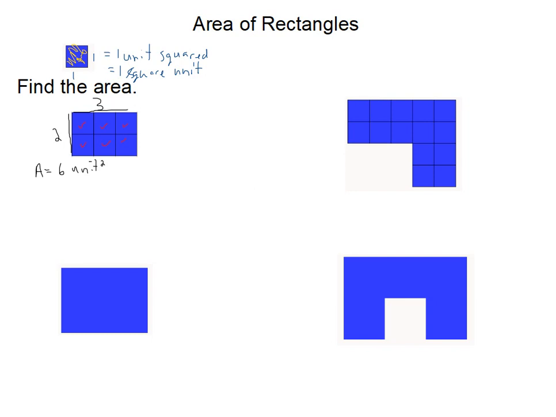Well, this 2 and 3 means that we have here, let's see if I can change colors, 3 groups of 2. So there's a group of 2, there's a group of 2, and there's a group of 2. So we have 3, that's right here, 3 of these groups of 2. Well, 3 groups of 2 translates into a multiplication statement that says 3 times 2. So if we take the one dimension, the length or the width, and multiply it by the other dimension, we should get the area. And you can see here, 3 times 2 gives us 6 units squared.